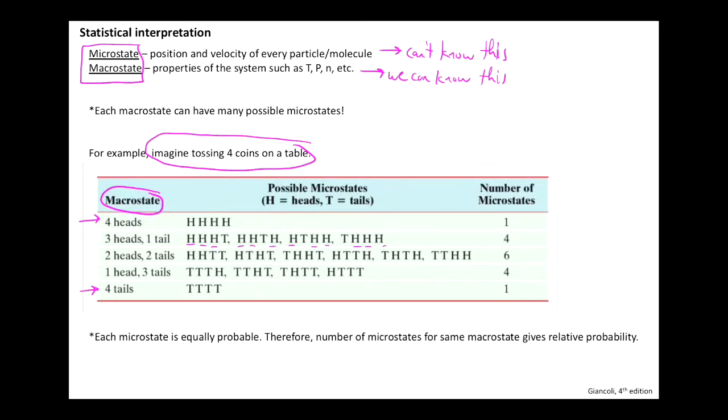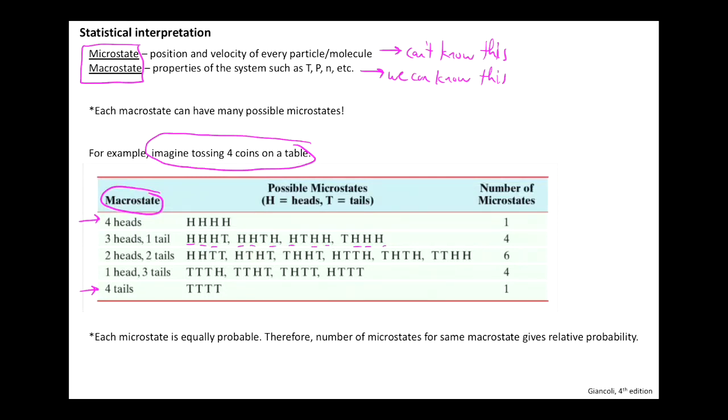If we go to 2 and 2, I can mix it a bunch of different ways, 6 this time, to get the exact same macrostate of 2 heads and 2 tails, okay? So it turns out that when we just toss the coins in the air, all of these microstates are equally possible. We don't know what's going to happen. Any one of them could occur, but the macrostates have different likelihoods based on the number of microstates, okay?